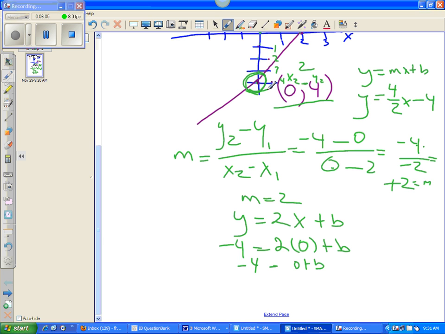So I did it algebraically correctly, and I did it graphically correctly, and I need to rewrite the formula now as y is equal to 2x minus 4. Both ways are correct.